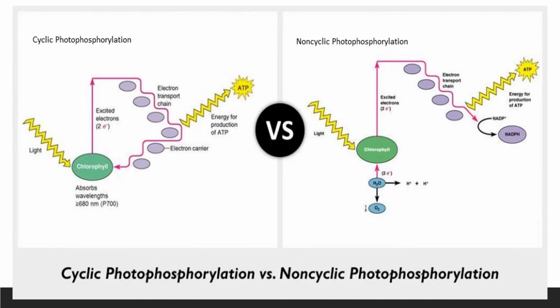The image shows you here the difference of the cyclic phosphorylation versus the non-cyclic phosphorylation. Again, with the non-cyclic, it's on a linear pathway, while with the cyclic, it goes back. Okay, the electron carriers are moving in a circular pathway.